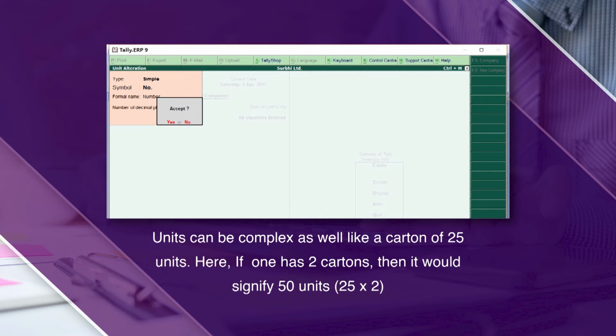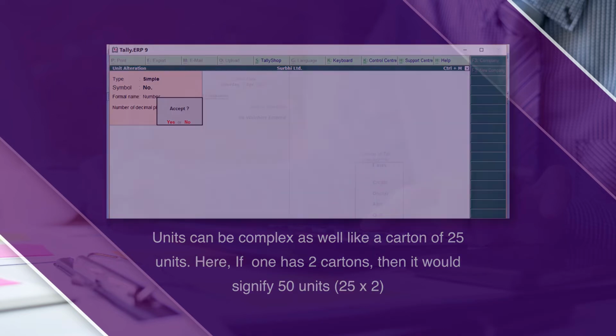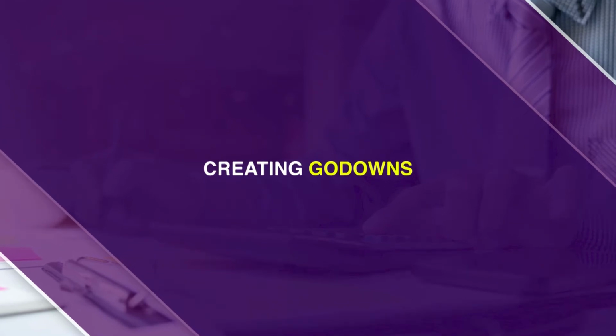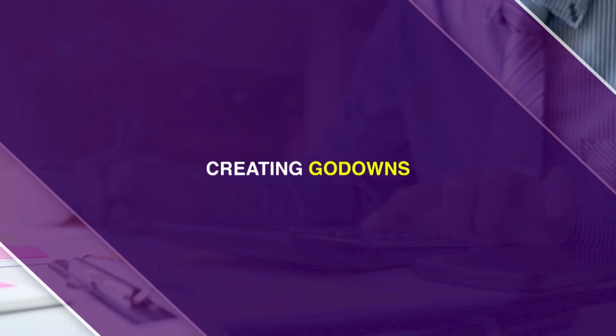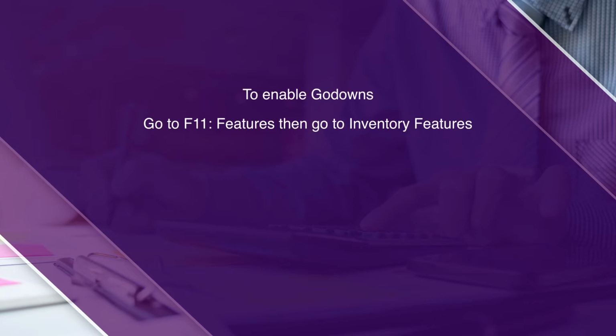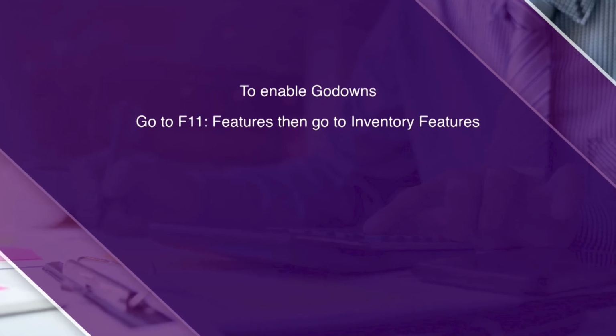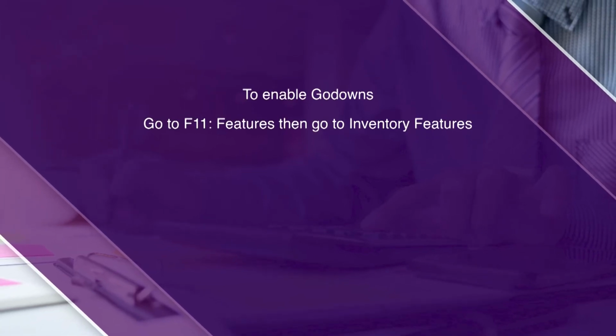Now next comes the fourth thing, that is creating godowns. Creating godowns will help you to locate your stock items as per the godown or the area. To enable the godown, go to F11, then again features. Within that you will have to go to inventory features. There is an option that maintain multiple godowns. Set this option as yes.